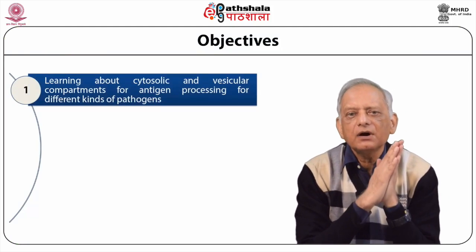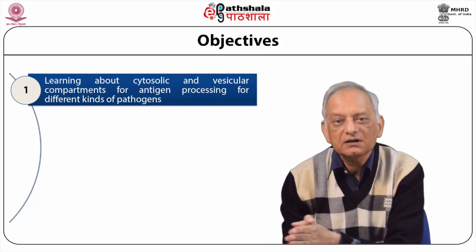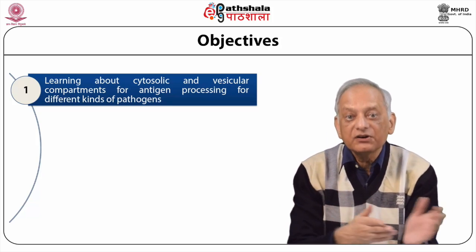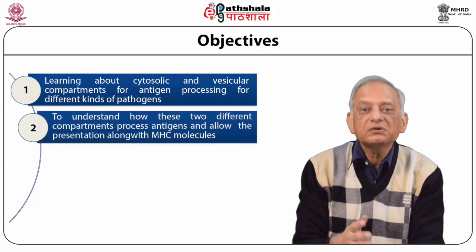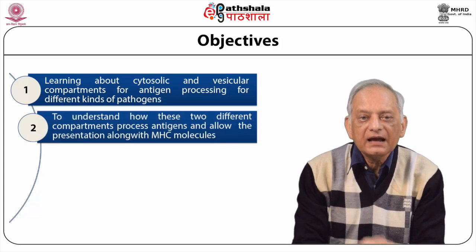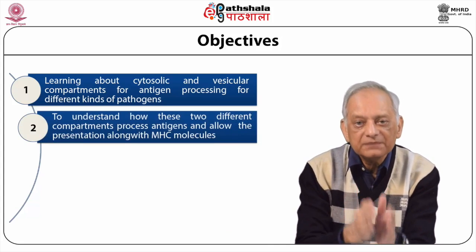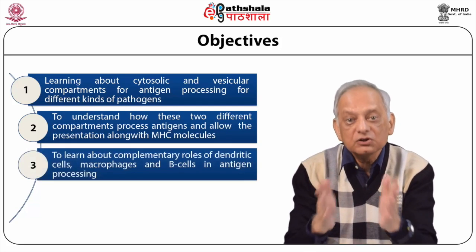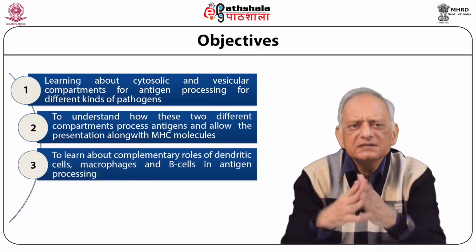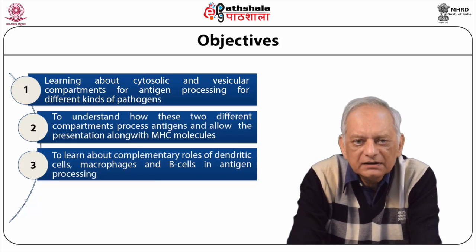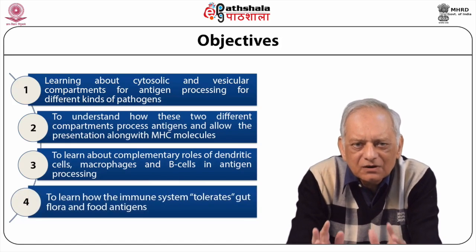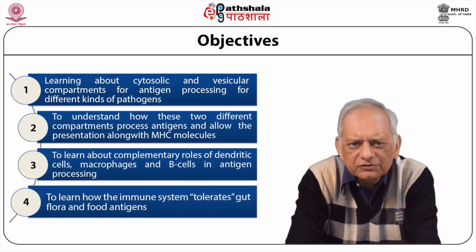many. First, learning about cytosolic and vesicular compartments of the antigen processing cells in the context of different kinds of pathogens, then to understand how these two different compartments process antigens and allow the presentation along with MHC molecules. We'll also learn about complementary roles of dendritic cells, macrophages and B cells in antigen processing. Finally, we'll also learn briefly about how the immune system tolerates gut flora and food antigens.